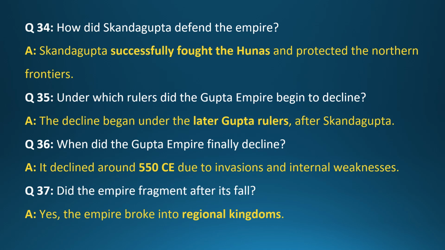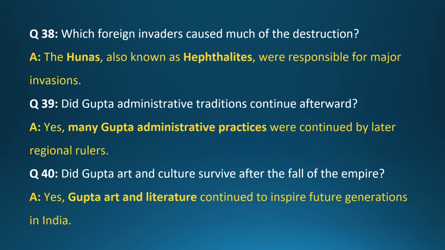Question 37. Did the empire fragment after its fall? Answer: yes, the empire broke into regional kingdoms. Question 38. Which foreign invaders caused much of the destruction? Answer: the Hunas, also known as Hephthalites, were responsible for major invasions.